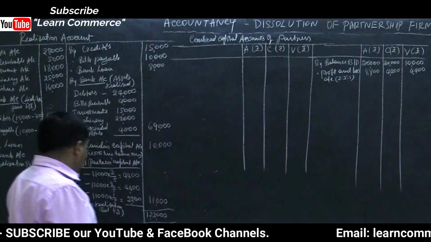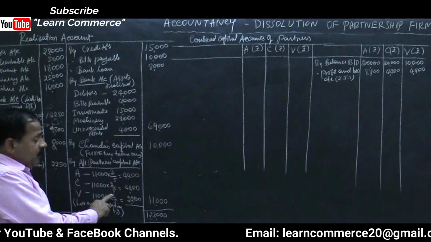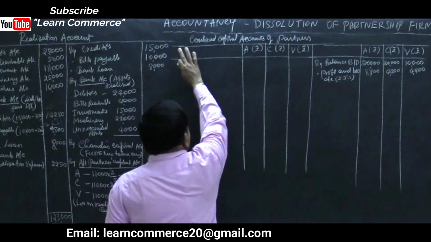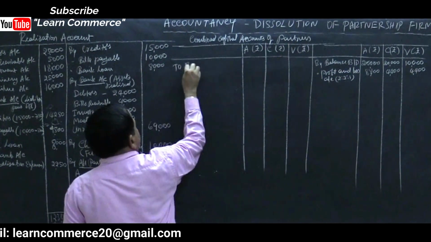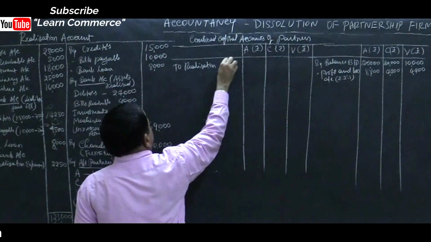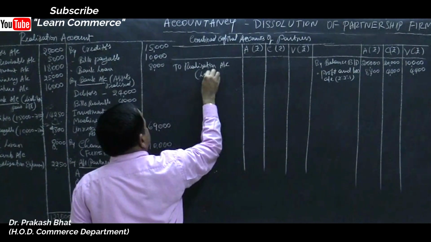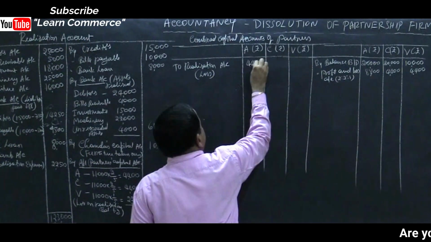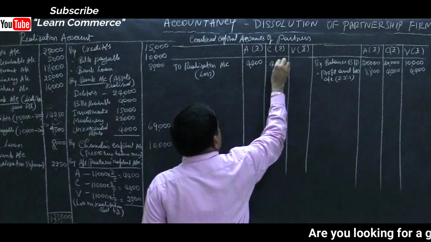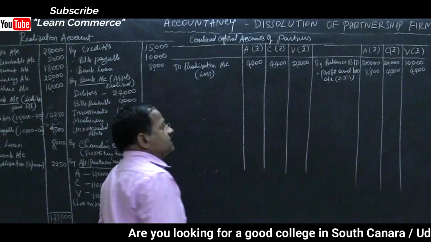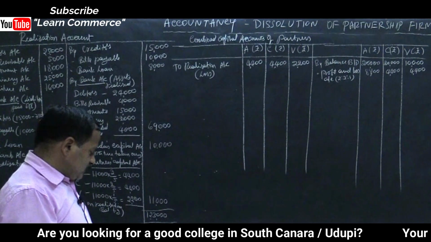Then there is a loss on realization. All partners' capital accounts are debited to realization account, right? So all partners' capital accounts debit to realization account. Loss. How much? 4,400, 4,400 and 2,200. Yes. Then what else?